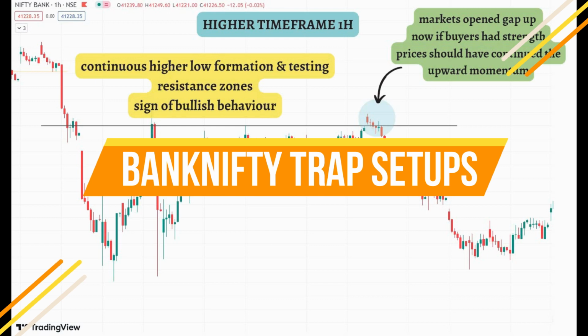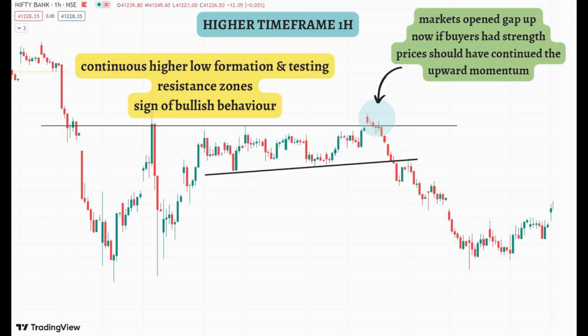So in today's video, we will discuss some trap setups which occur frequently in Banknifty. Most importantly, these setups are low risk, high reward and also very high probability. So we will look at some examples of where we could find them and how we could trade them.